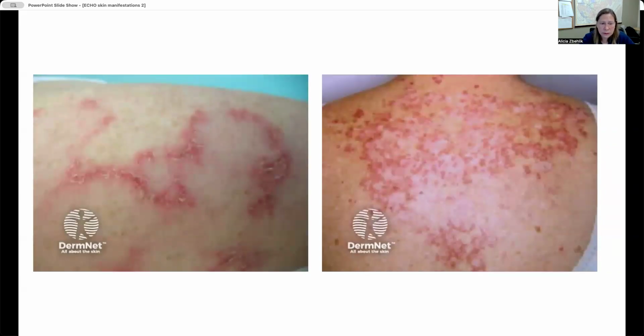So the annular type of lesion with that pink border that looks a little bit serpiginous with central clearing. Sometimes looks like eczema, and sometimes is mistaken for fungal rashes as well. And then on the right-hand side is a version that looks a little bit more psoriatic. But when these are scaly, that can also look very similar to psoriasis. Next slide, please.